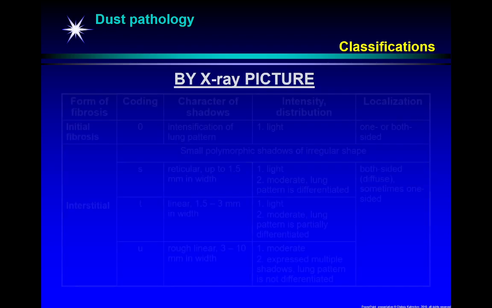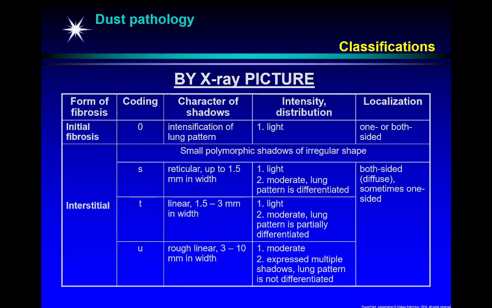There is also one more approach, by X-ray picture, because any kind of pneumoconiosis is defined, distinguished, diagnosed mostly by visualization methods, more specifically by X-ray or MRI or ultrasound, but mostly X-ray again. A special classification is developed, in which there are also three main groups and one additional as a pre-disease. One initial is initial fibrosis.